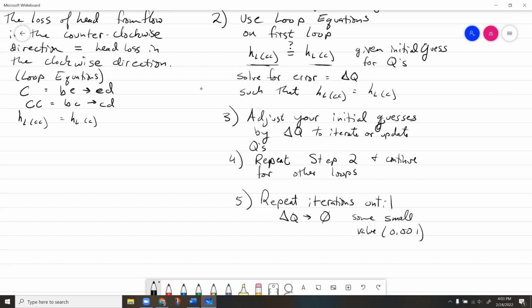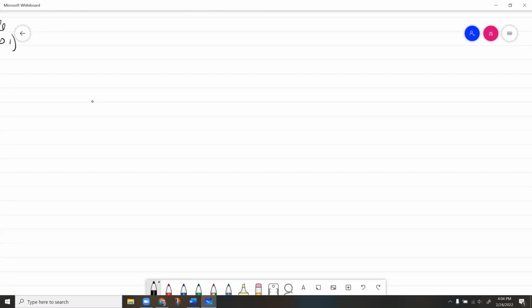All right, so I'm going to give you the actual equations and the equation for delta Q, and then we will put this together and solve it together in class next week. All right, so let's start with the loop equation. Actually, what we're going to be doing here is solving for that delta Q. So we already know what the loop equation is.